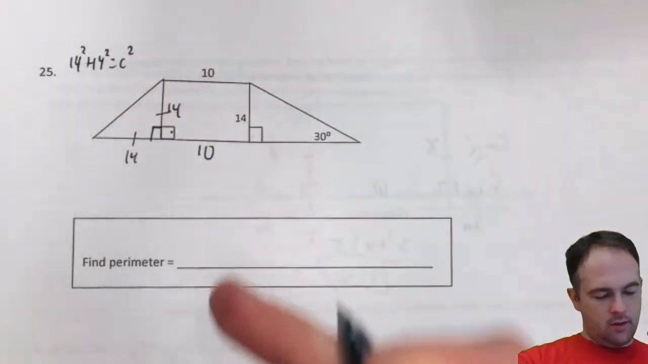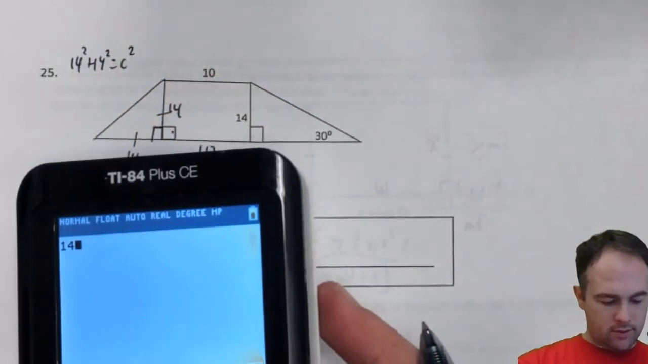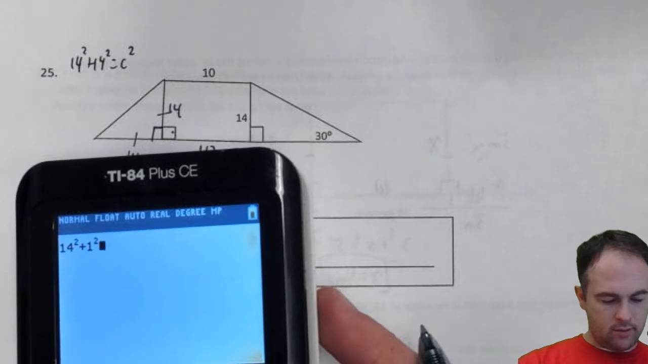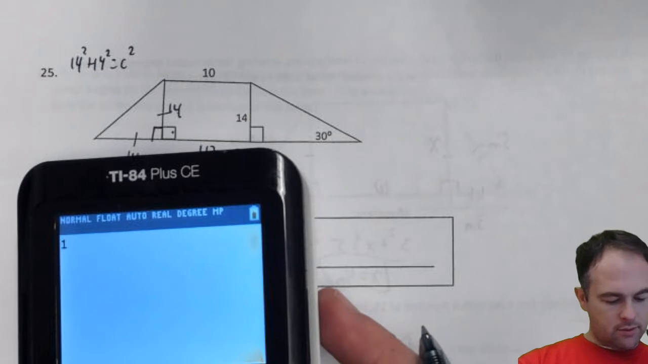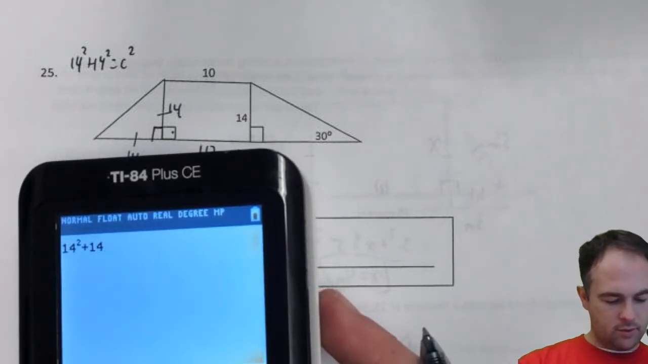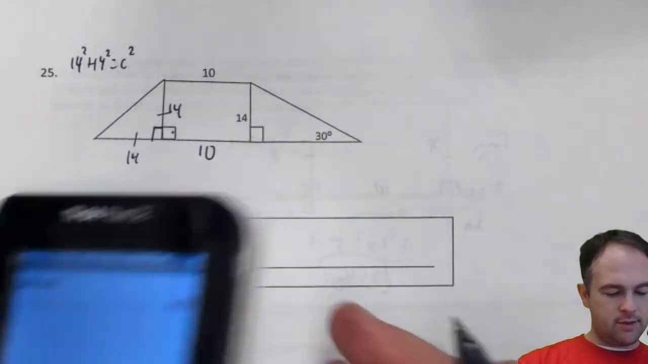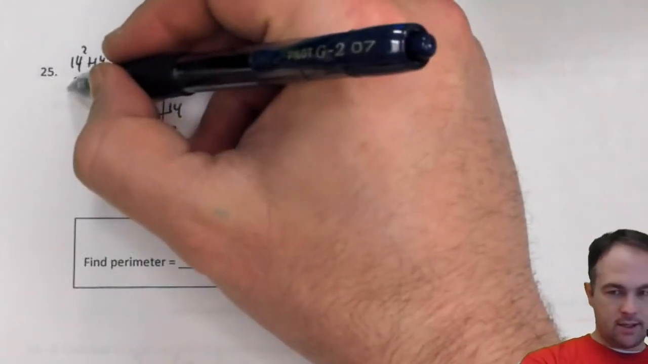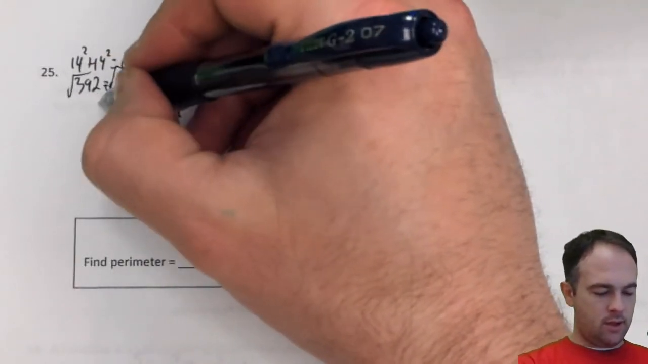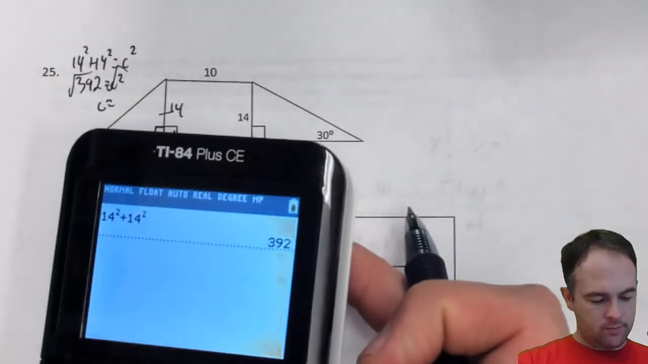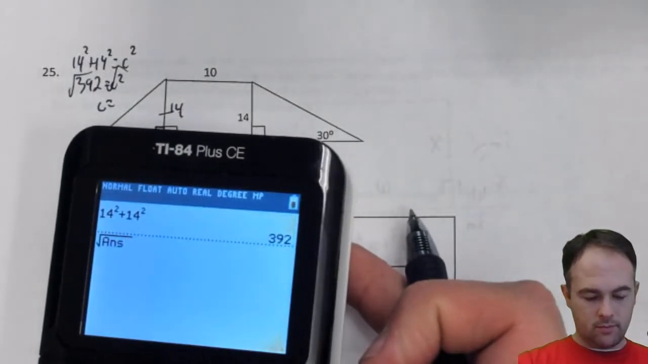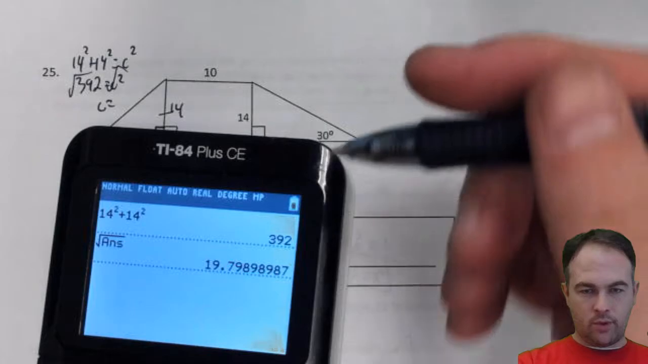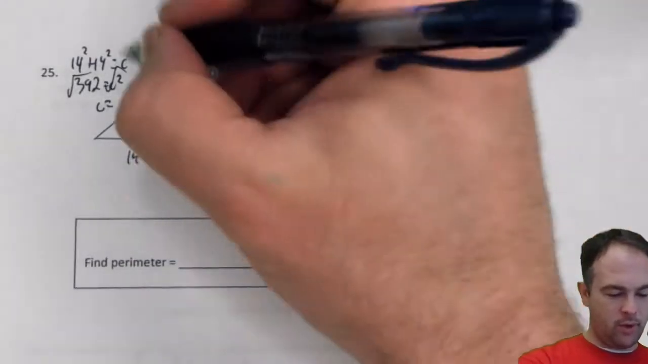Let's see now. 14 squared plus 14 squared. Let's try that again, I can't hit my 4. 14 squared plus 14 squared is 392, which is equal to c squared. Now take the square root, and c is going to equal 19.79, which will round up to 19.8.